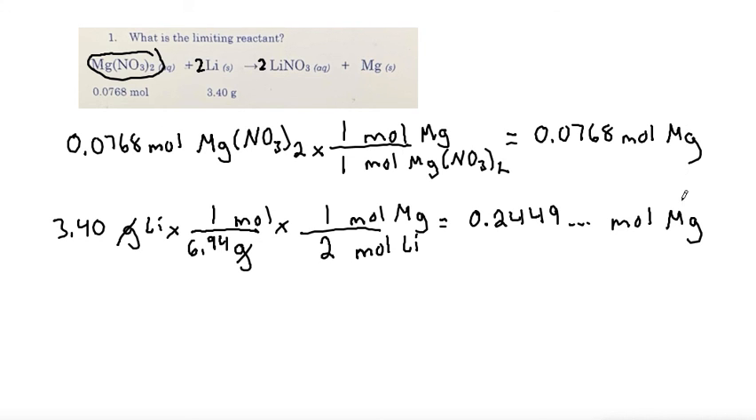Keep in mind that a product can never be a limiting reactant. Only reactants can be limiting reactants, so you'll have to choose out of the options of the reactants.